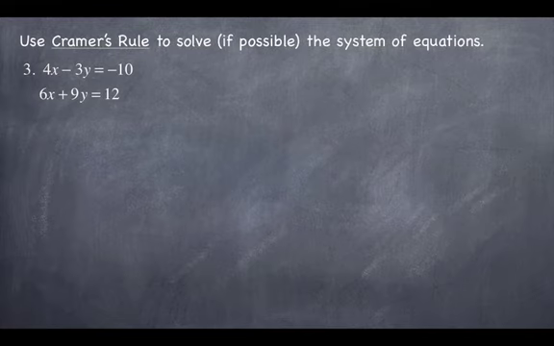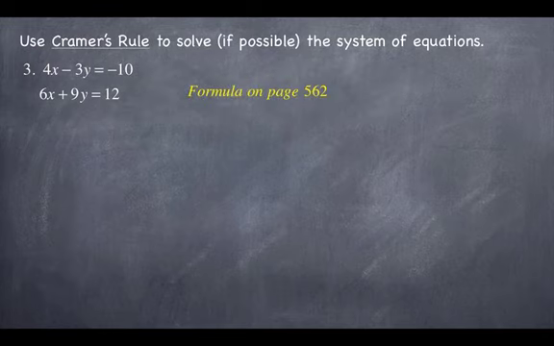Here's number 3. It says use Cramer's rule to solve, if possible, the system of equations. It is possible, and this is how you're going to do this. Cramer's rule is basically on page 562. The way that I'm going to show you is a little bit different from what the book shows you.